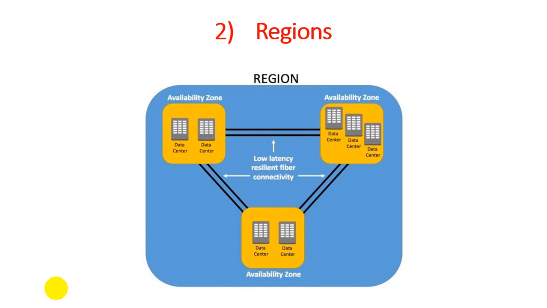So it is the figure how a region will be worked, how the availability zones will communicate with each other in the form of a single region. So you can say in the figure it is a yellow node, it is an availability zone, and an availability zone is nothing but a different data center.